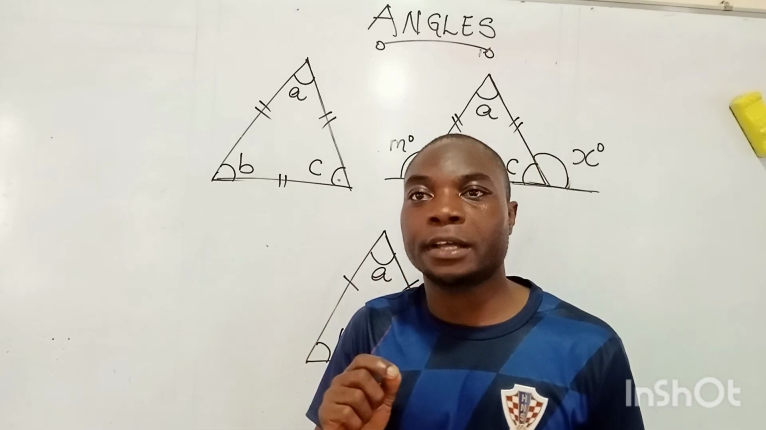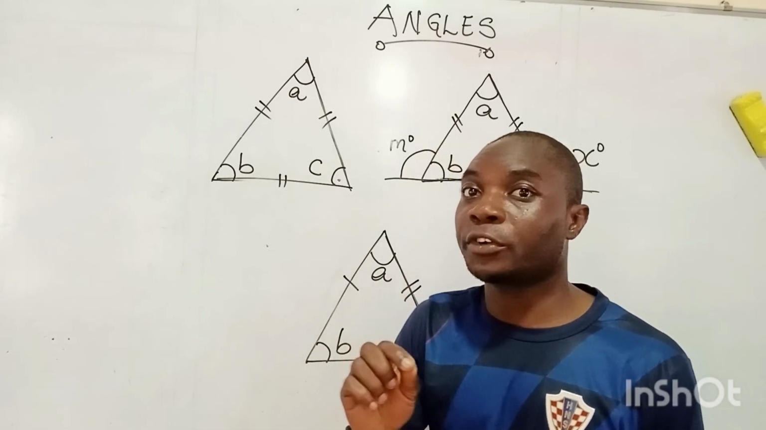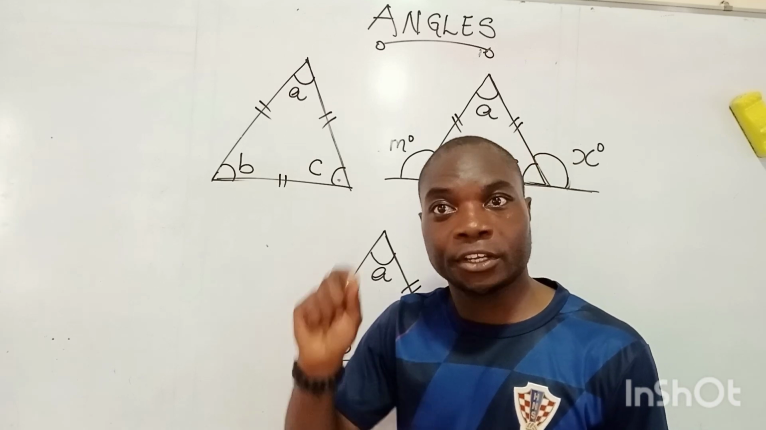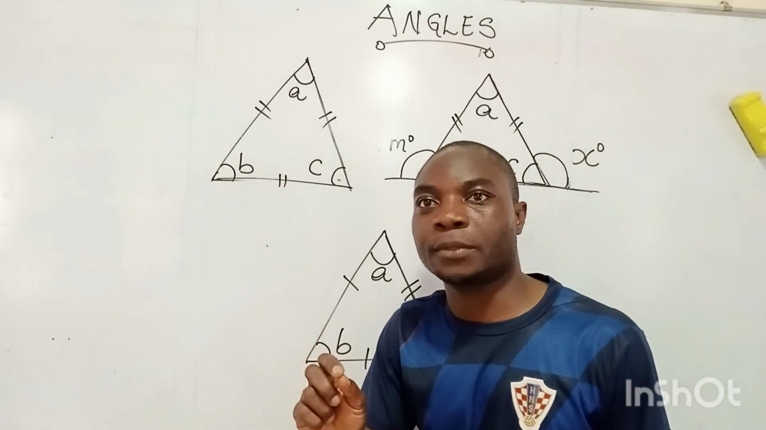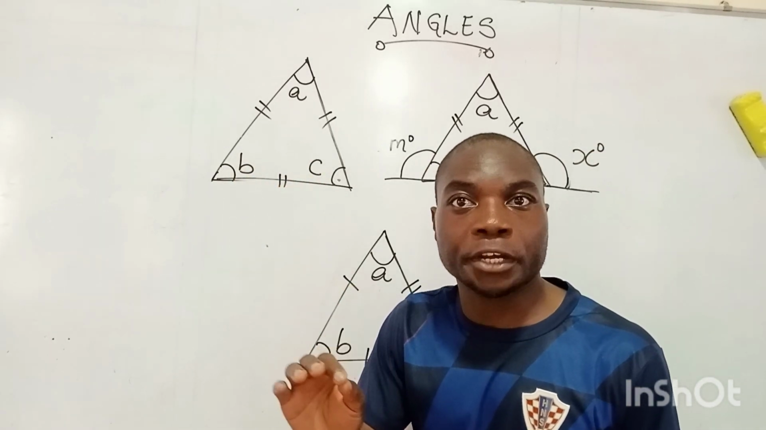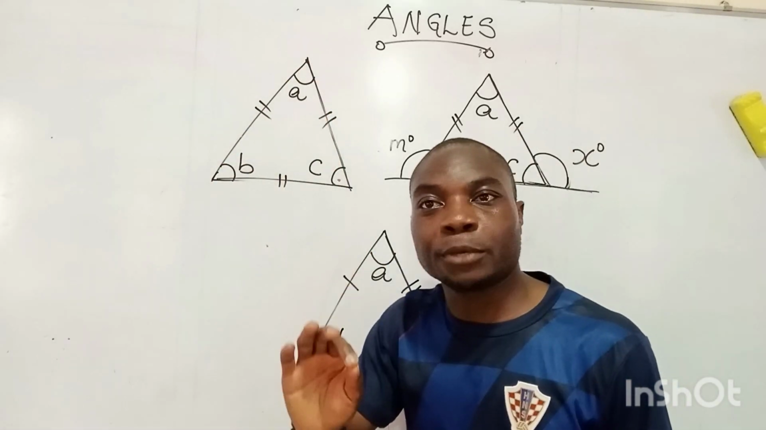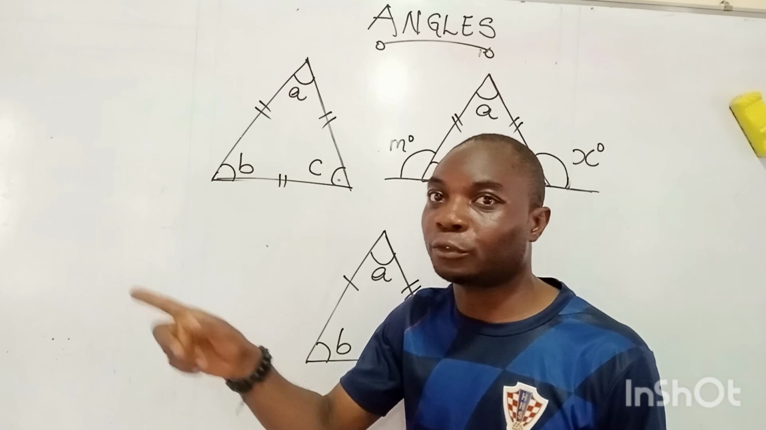And let's remember that the sum of angles in a triangle is equal to 180 degrees. So that means each of these angles are the same for an equilateral triangle. Once you have all the sides equal, that means all the angles are also equal. So let's move to the next type of triangle.